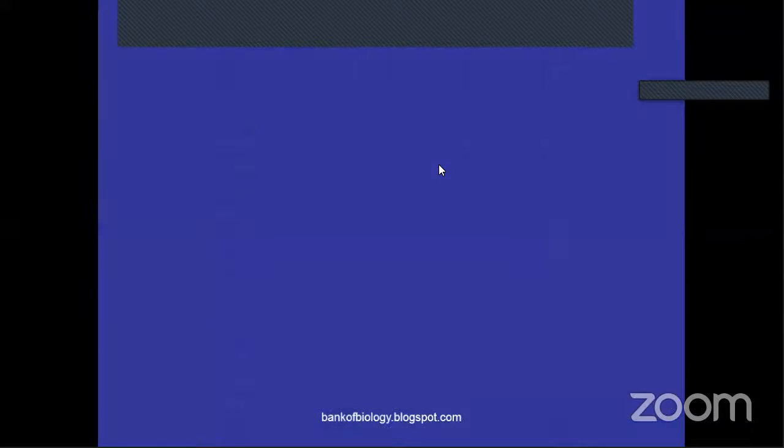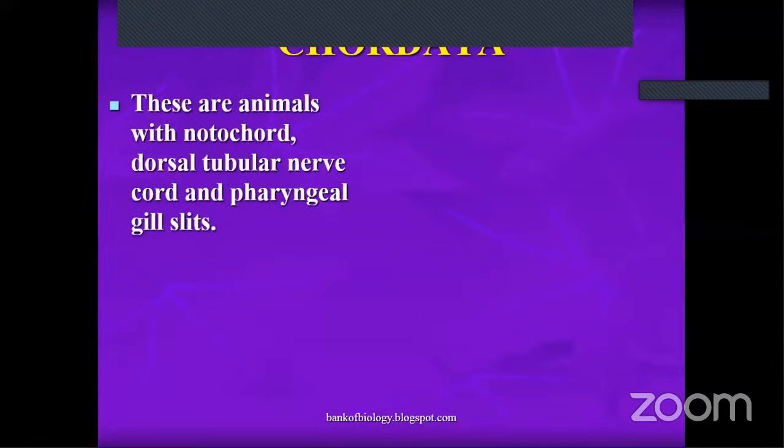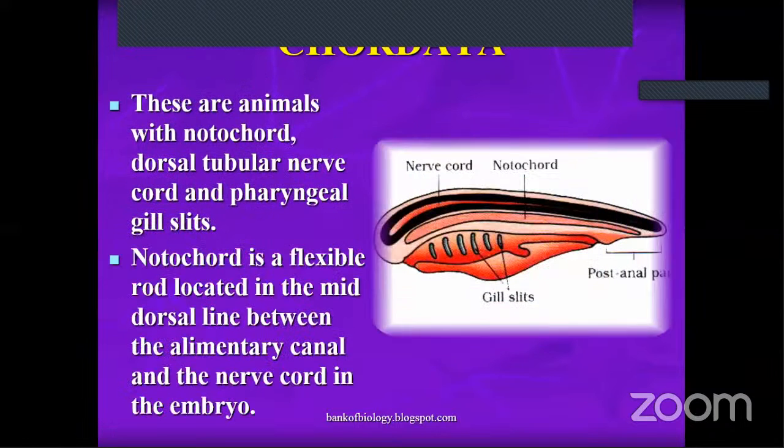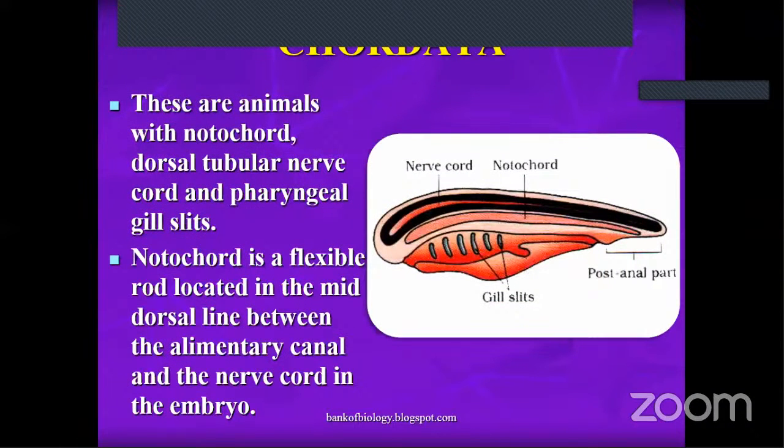Done. So now we go to the next part, Chordata. What are chordates? Chordates are those animals which have a notochord, a dorsal tubular nerve cord and pharyngeal gill slits. Take it down, students. The notochord is a flexible rod which is located in the mid dorsal line between the alimentary canal and the nerve cord in the embryo. Take it down.